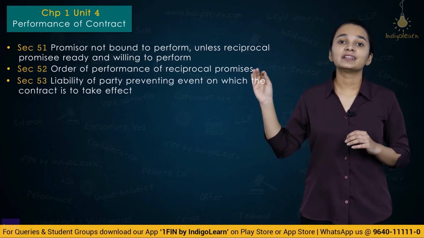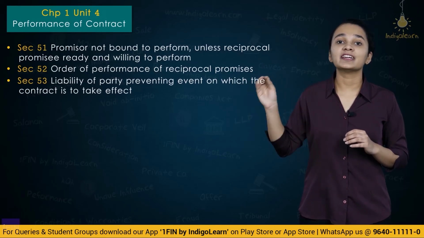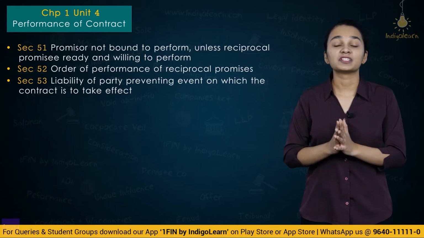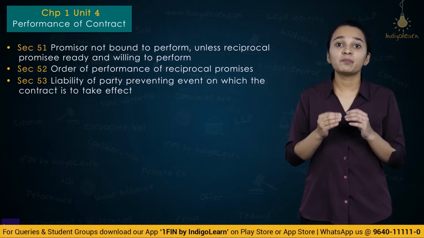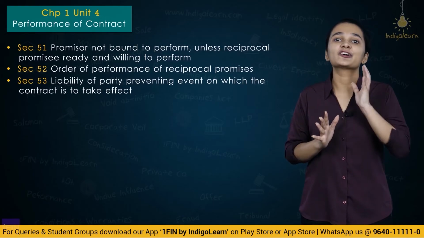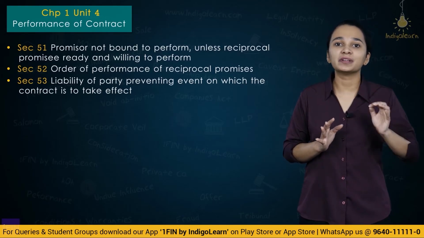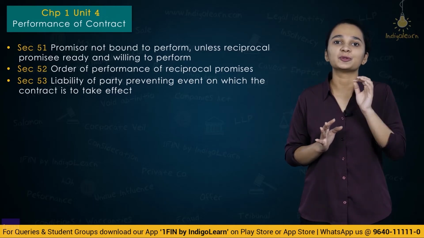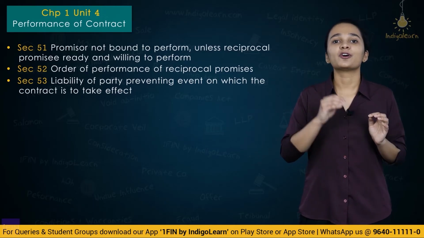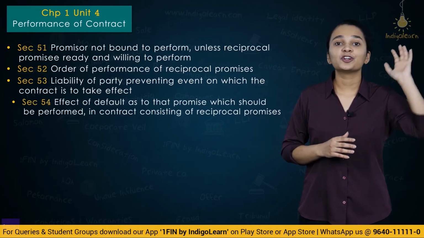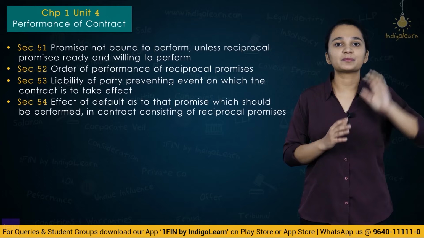Section 53 talks about the liability of a person who is preventing the other person from performing the promise. In a case when one party prevents the other party from performance, the contract becomes voidable at the option of the other party, and the other party is also entitled to receive compensation from the party who has prevented him. Then section 54 talks about dependent reciprocal promises.